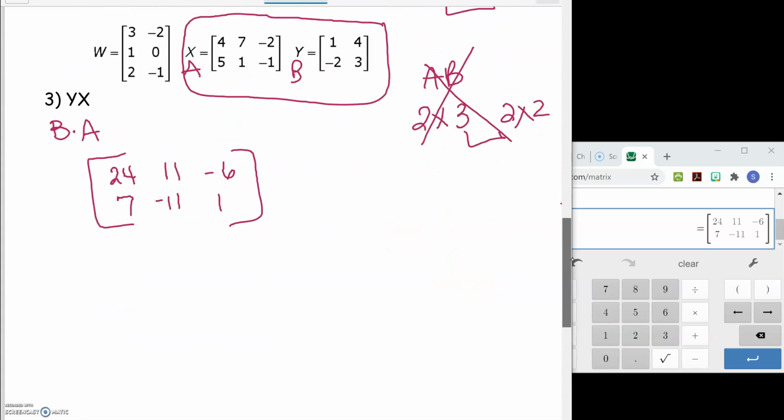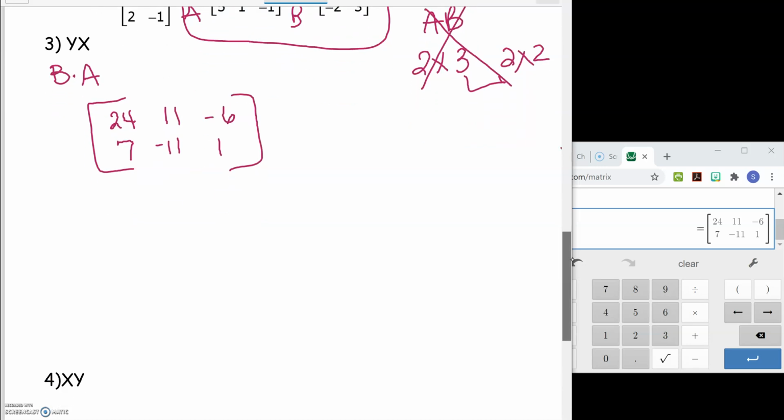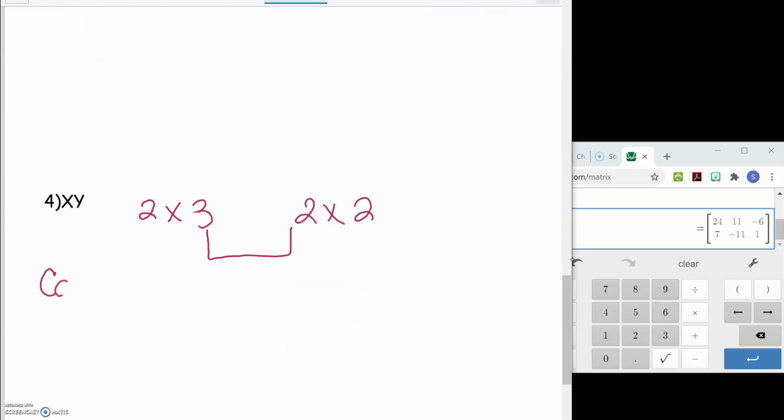So X, Y. If we tried to do, again, X and then Y, it's not possible, okay? Because our X is that 2 by 3, and our Y is that 2 by 2, and the middles don't match. So you cannot multiply. Matrix multiplication is not commutative. Order does matter. Okay, so not possible.